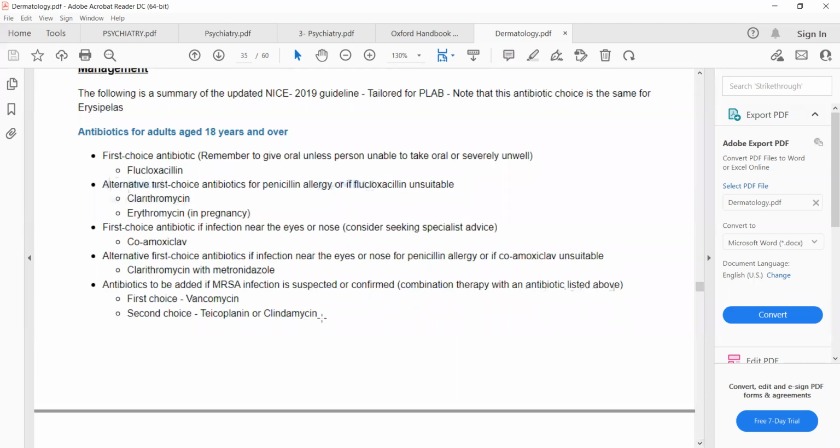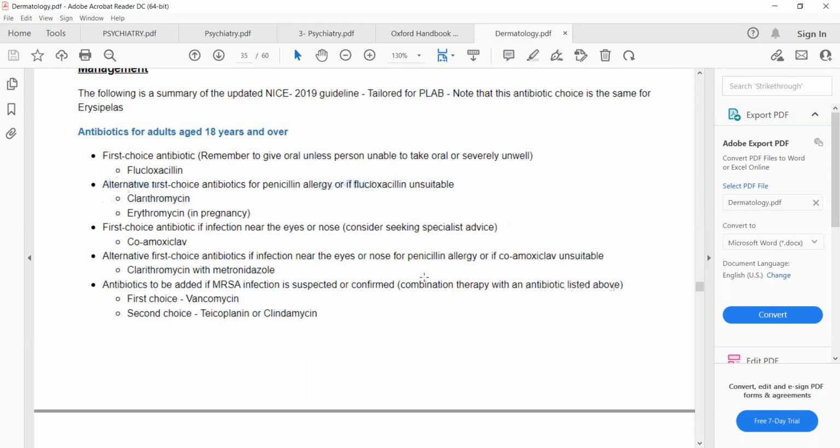And if MRSA species are suspected, then the drug of choice for MRSA, methicillin-resistant Staphylococcus aureus, is vancomycin. But if vancomycin is not given in the options, then the second choice that we have is teicoplanin or clindamycin. So you can see that clindamycin can be used in MRSA, or clindamycin is a second line drug for MRSA. The first line is vancomycin, and the second line is teicoplanin or clindamycin.